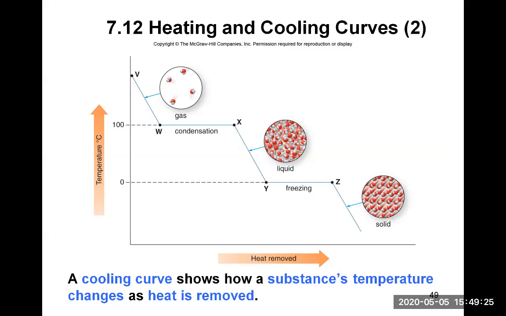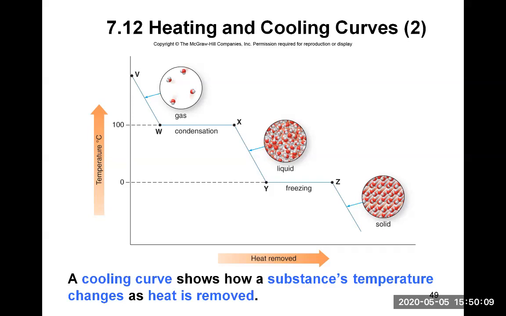So again, the x-axis shows how the heat is removed, and the y-axis shows the temperature. And so you start with the gas. At point V, we start with the gas, and we remove heat from the gas. When heat is removed from the gas, the temperature will decrease, right? Until you reach the point W.